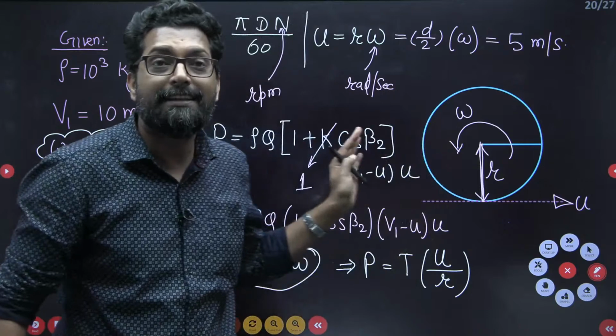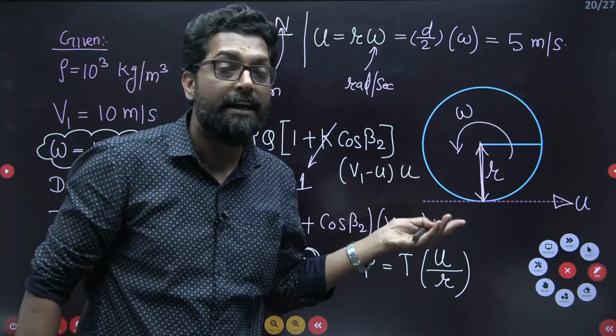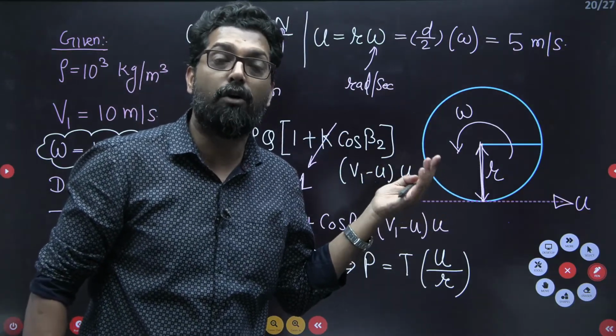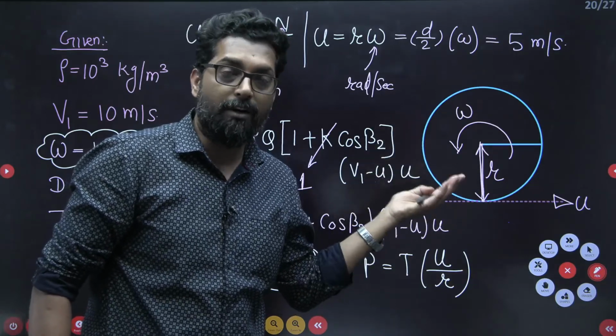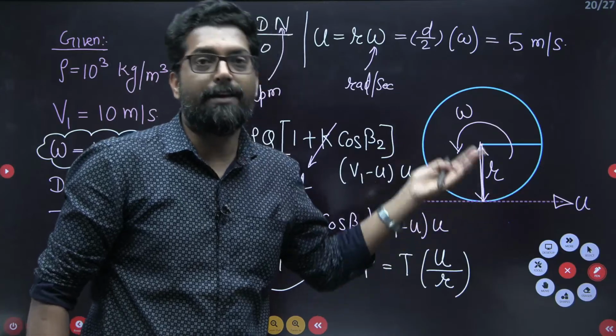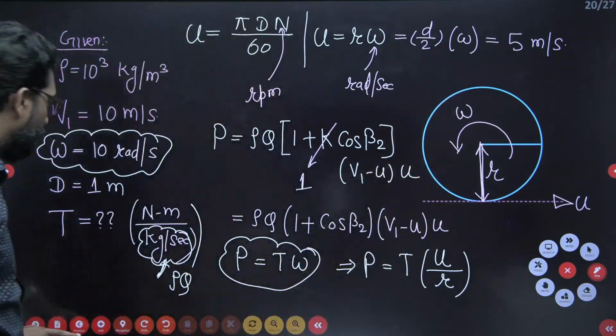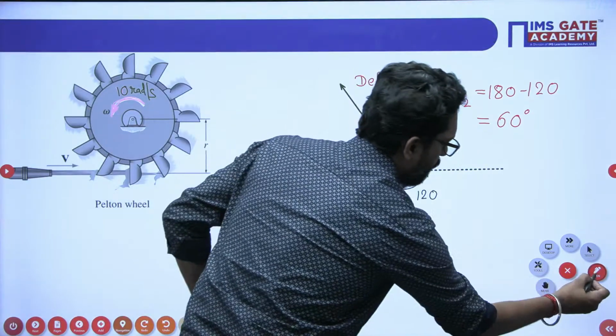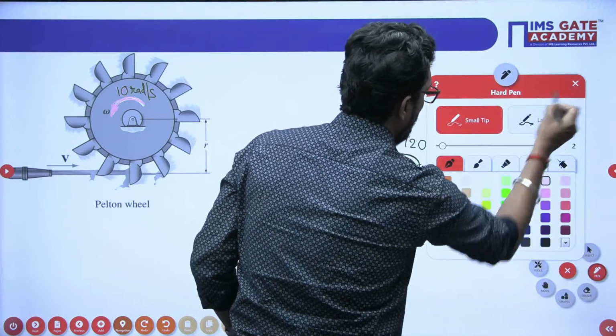Why? Because in this case, there is no concept of a velocity triangle. The relative velocity is not given, and the whirl velocity is not given. But if beta 2 is given, you can easily draw the velocity triangle like that. No problem at all.